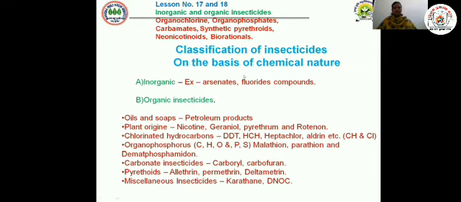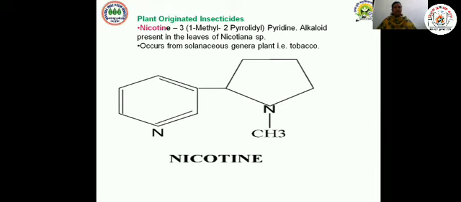Give the classification of insecticide on the basis of chemical nature, or write a short note on inorganic and organic insecticides. Plant originated insecticide: give two examples of plant originated insecticides. Nicotine, 3-(1-methyl-2-pyrrolidinyl) pyridine, an alkaloid. This is the alkaloid present in the leaves of the Nicotiana species, which occurs in the Solanaceae family plant, that is tobacco.